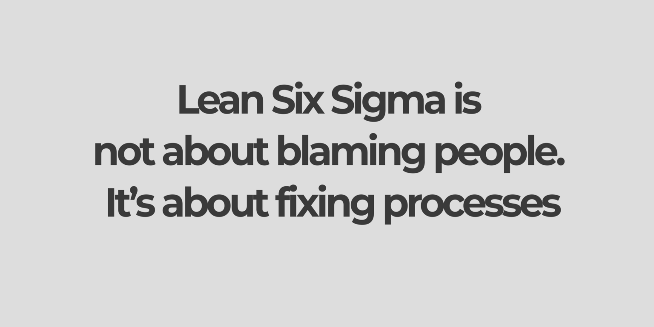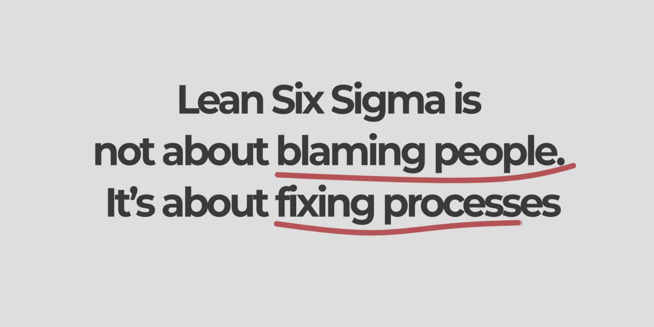Here's something important: Lean Six Sigma is not about blaming people, it's about fixing processes. Most problems are not caused by individuals, they're caused by poor workflows, bad timing, unclear systems. If your solution is people need to try harder, then you haven't realized that the problem has not been analyzed.